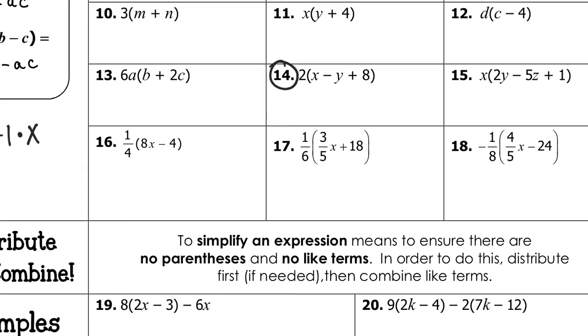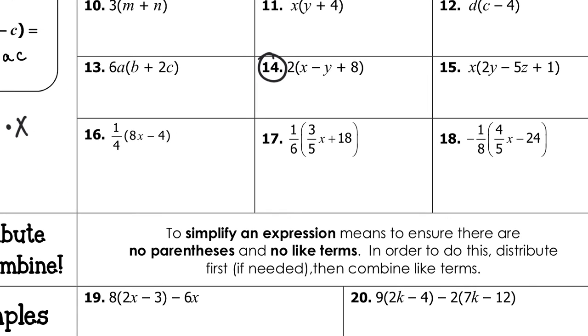On to 14, right? So in 14, again, it doesn't matter if there's two terms in the group, and in this case, it doesn't matter if there's three terms in the group, right? So looking at this problem, it follows the same process. The multiplier must multiply each member of the group you are multiplying. So 2 must multiply x, and you get 2x. 2 must multiply -y, which is -2y. And 2 must multiply +8, which is +16. And then at that point, it's done.